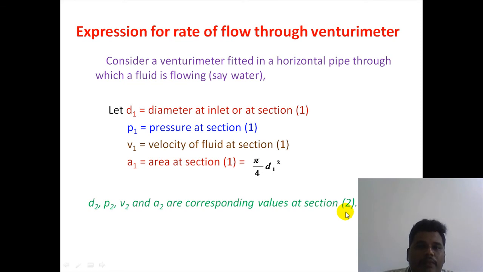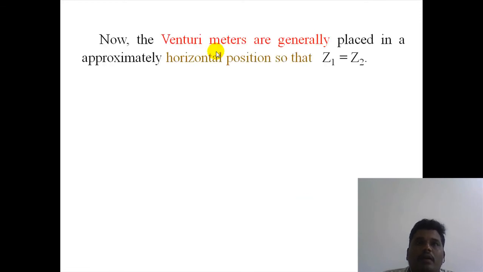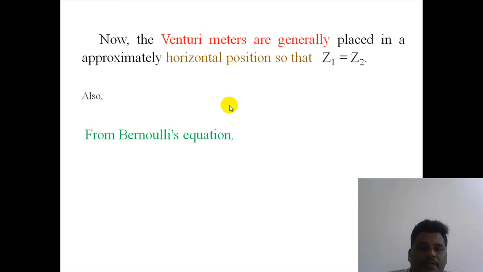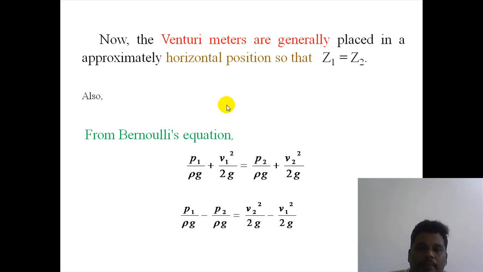Now, venturimeters are generally placed in a horizontal position, so Z1 is equal to Z2. Also, you know Bernoulli's equation: P1 by rho g plus V1 squared by 2g plus Z1 is equal to P2 by rho g plus V2 squared by 2g plus Z2. But also we know that the pressure head h is equal to P1 by rho g minus P2 by rho g.